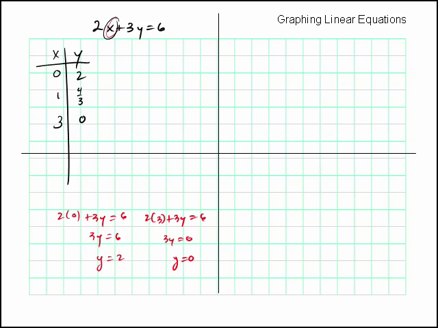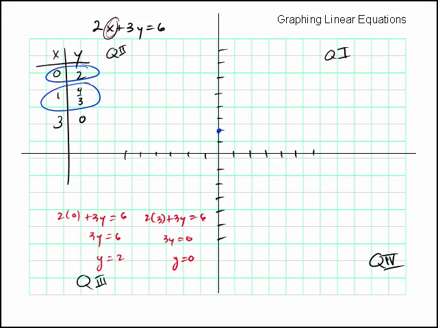Why don't we go ahead and graph these right now. By the way, in case you've forgotten, when you have an x and y coordinate system, this area here is quadrant 1. This over here is quadrant 2. Down here is quadrant 3. And over here is quadrant 4. 0, 2 is right here. 1, 4/3 is right about there. 3, 0 is right here.